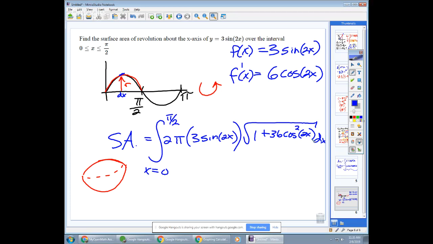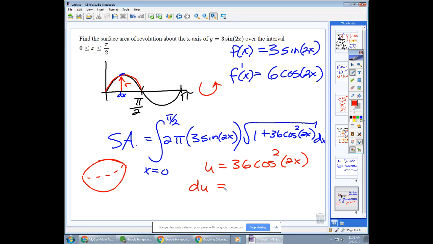The question is, what should u be here? Define an antiderivative. All right. So what's your first guess at u? 36 cosine squared of 2x? Yes, that bit. Okay, we can try that. So if we let u equal 36 cosine squared of 2x, what will du look like? And what we're hoping is that du is going to appear outside of the square root.